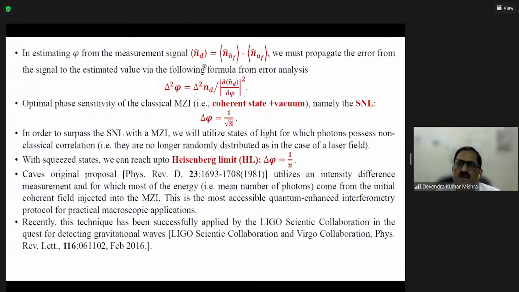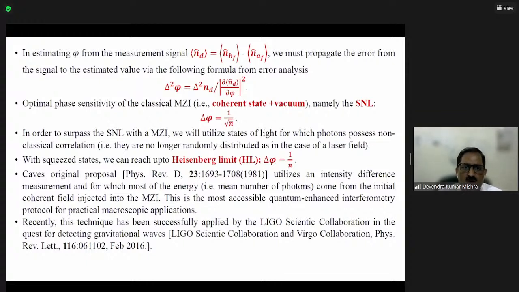In estimating phi from the measurement signal, the expectation value of n d, we must propagate the error from the signal to the estimated value via the following formula from the error analysis, as we have discussed. Optimal phase sensitivity of the classical Mach-Zehnder interferometer: here, classical means we are considering classical states. The setup is a coherent state and vacuum. Namely, this is the shot noise limit, which is equal to 1 upon square root of n bar.